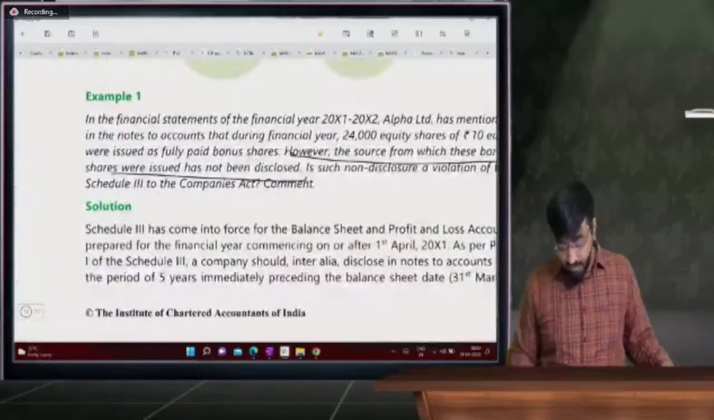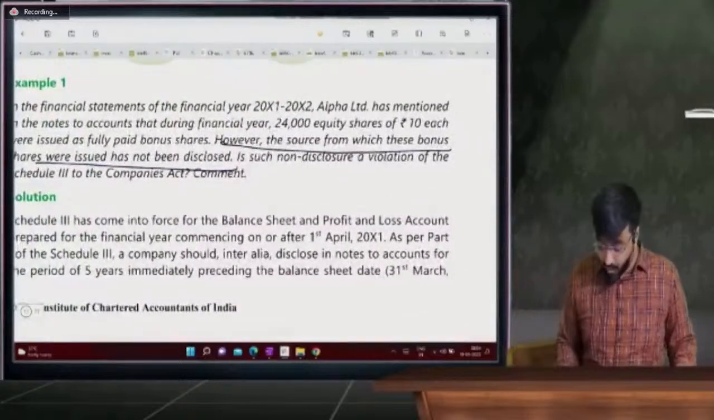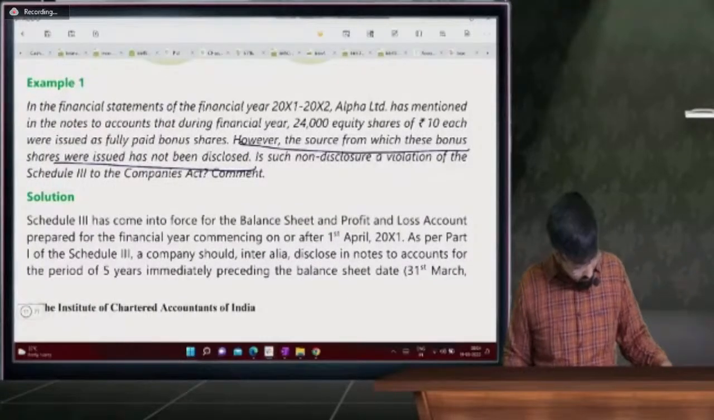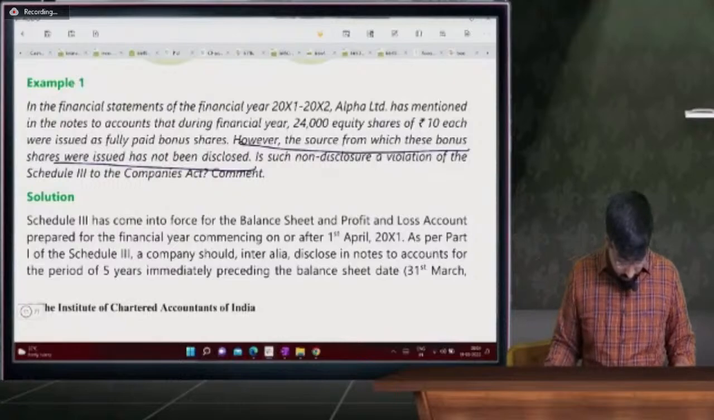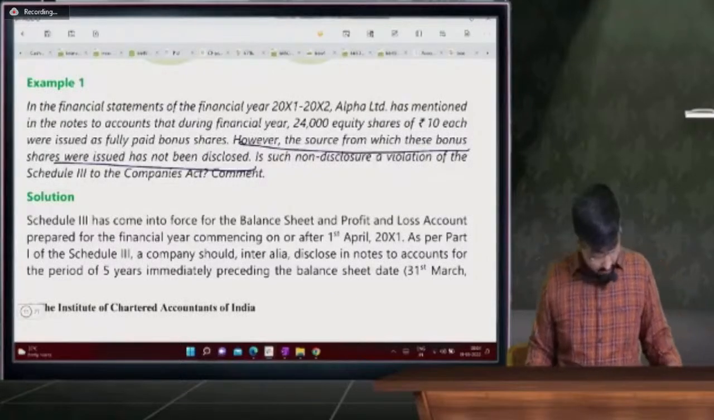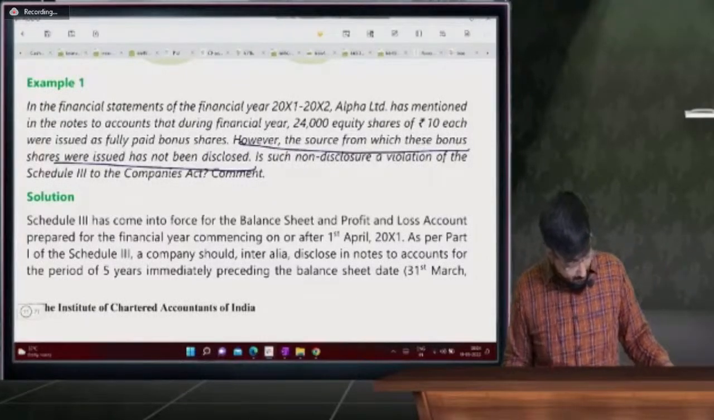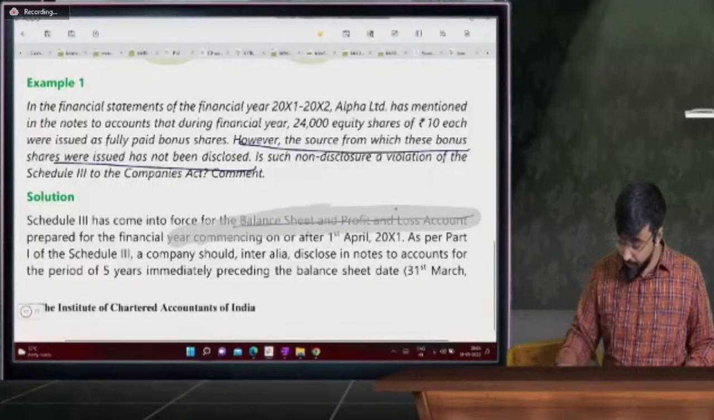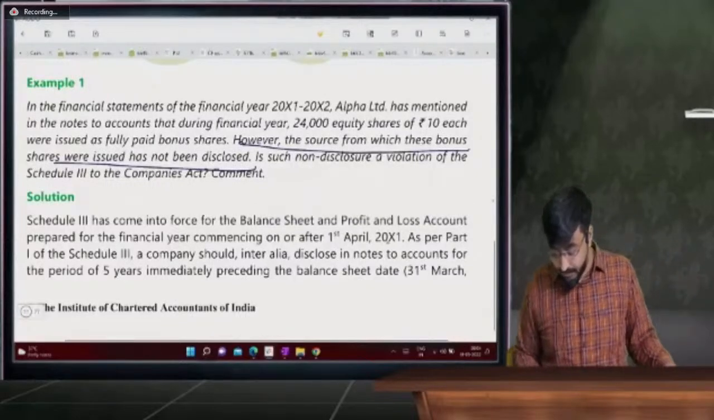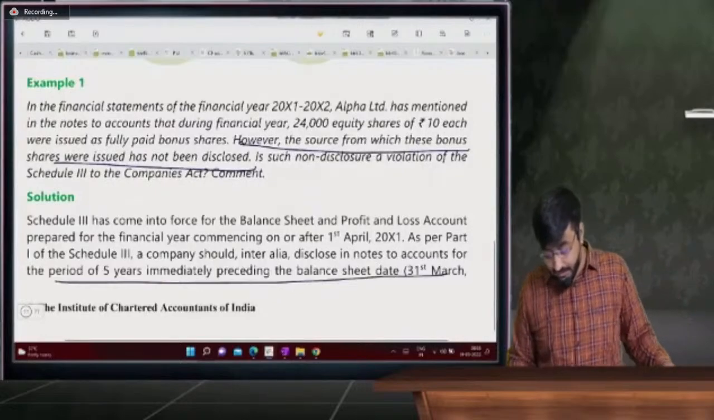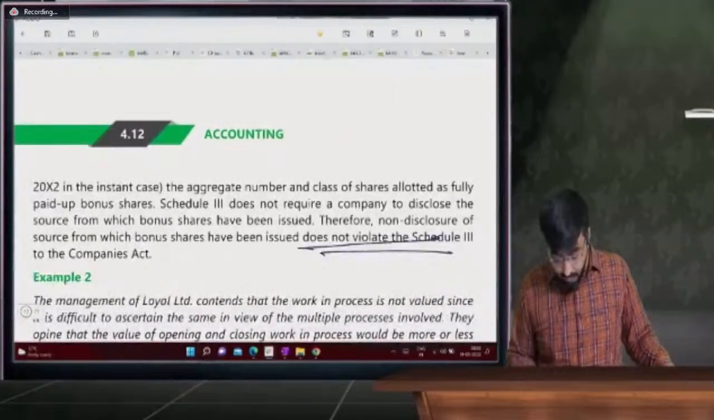So beta, Schedule 3 comes into force in the balance sheet and profit and loss account. Yes beta, Vikas Bansal, very good. So the profit and loss account and balance sheet prepared in the financial year commencing on or after 1st April 2001, as per Part 1 of Schedule 3, a company should inter alia disclose in the notes to accounts, for a period of 5 years immediately preceding the balance sheet date, the aggregate number of shares.